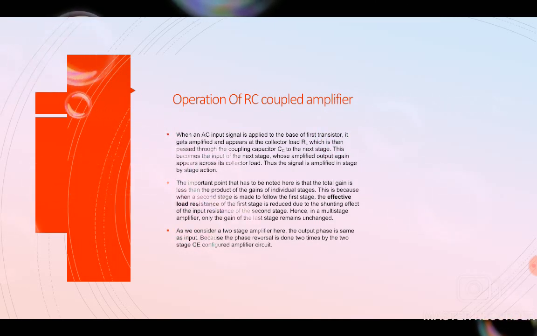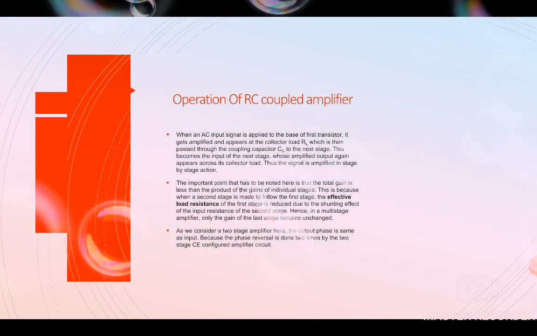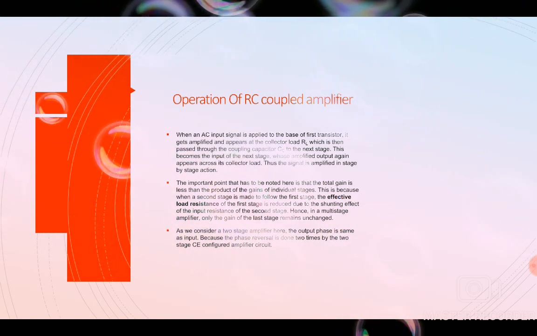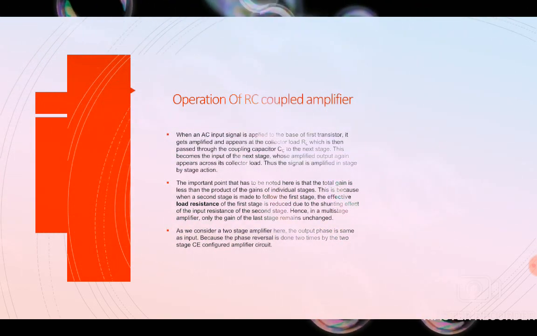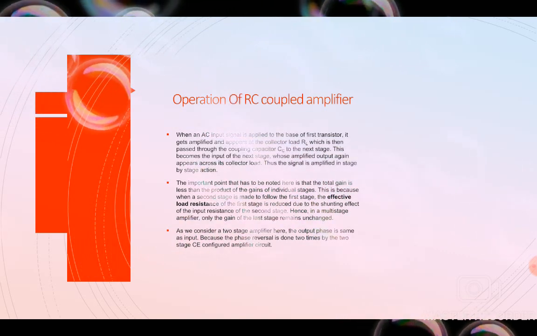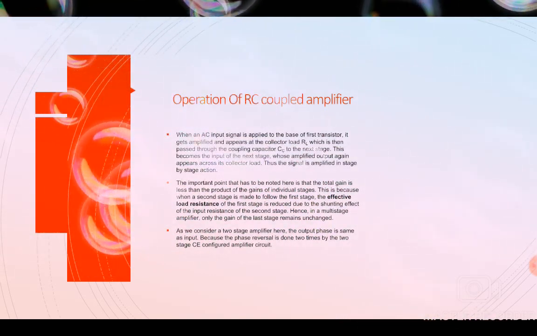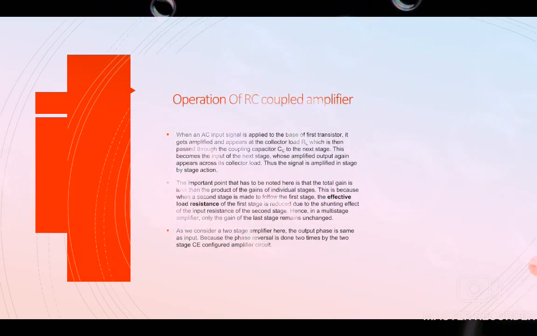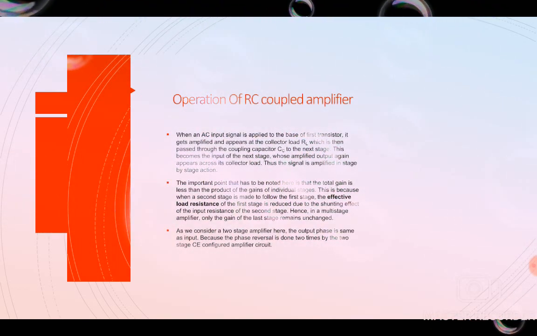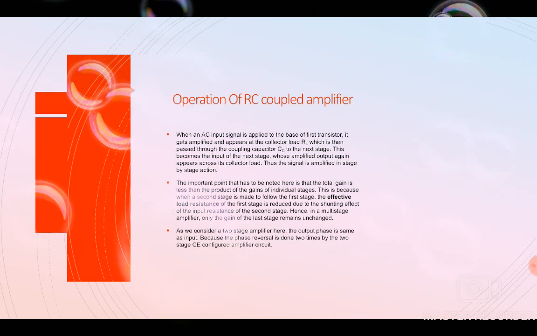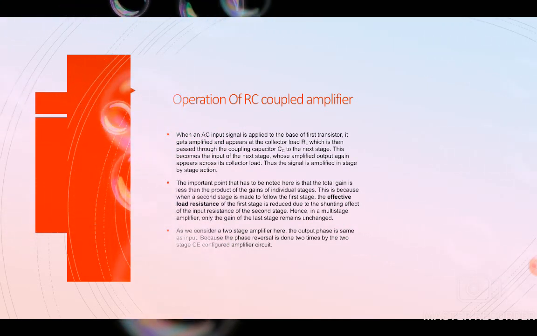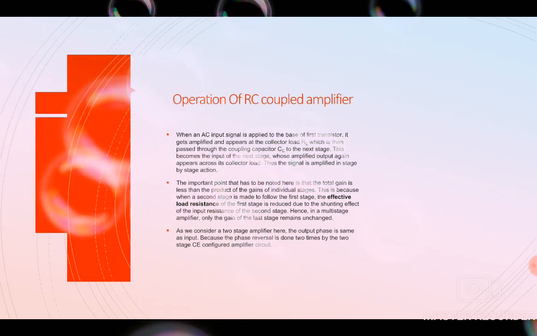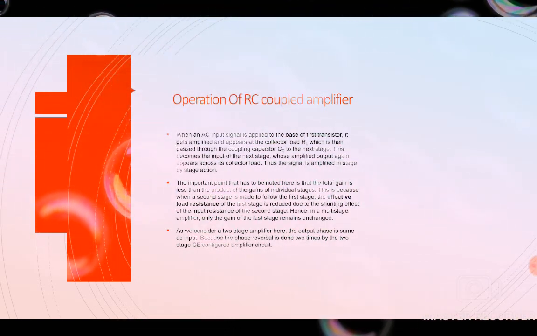The important point to be noted here is that the total gain is less than the product of gain of individual stages. This is because when the second stage follows the first stage, the effective load resistance of the first stage is reduced due to the shunting effect of the input resistance of the second stage. Hence, in a multi-stage amplifier, only the gain of the last stage remains unchanged.